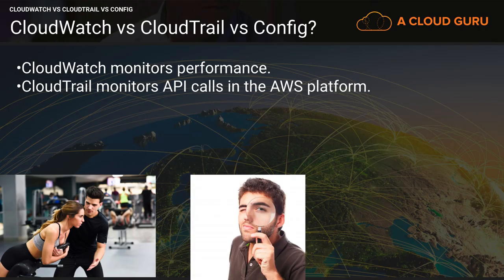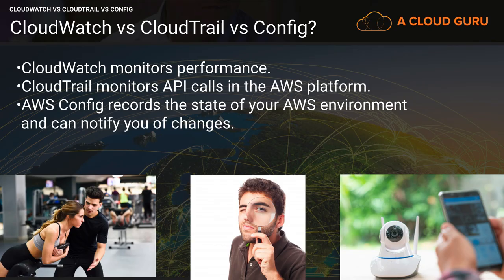CloudTrail monitors your API calls. So if I provision an EC2 instance or an S3 bucket or a DynamoDB table, that will be recorded in CloudTrail. It'll tell me the time it was provisioned, what resource was provisioned, whether it was provisioned successfully, who provisioned it, what the IP address is, etc. So this is used for auditing.